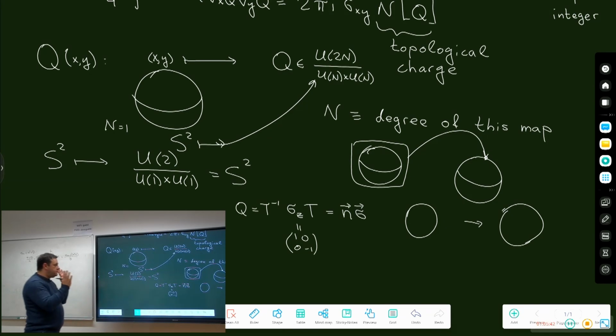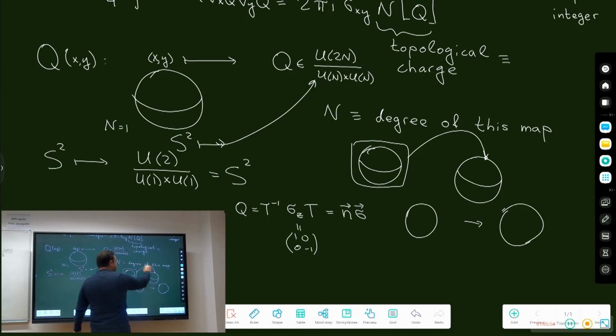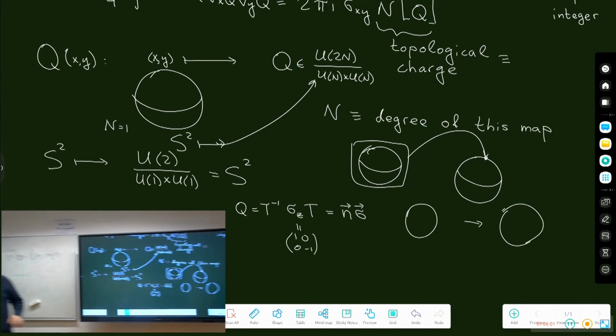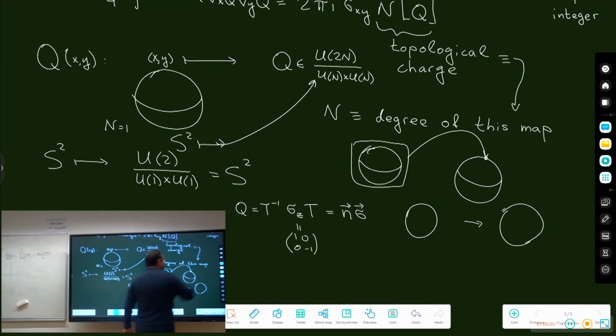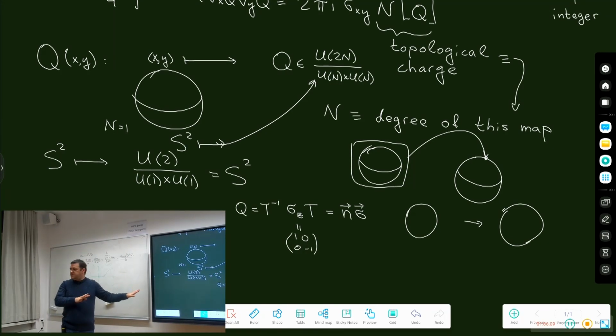Okay, so once again, this is an important statement. Topological charge, or in other words, it's a synonym, is the degree of the map from real space into target space, into the space of the sigma model. Is it clear? I mean, the geometry of this thing.